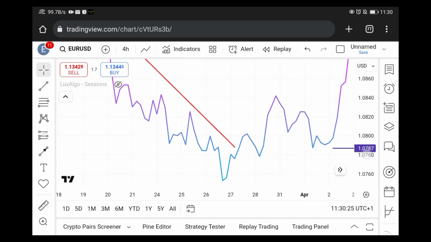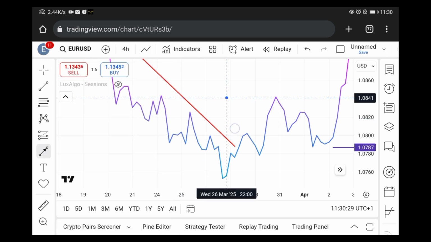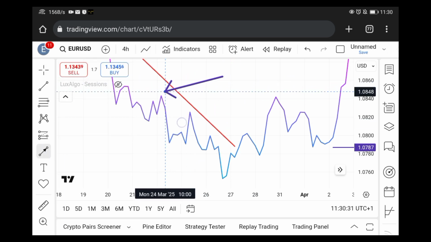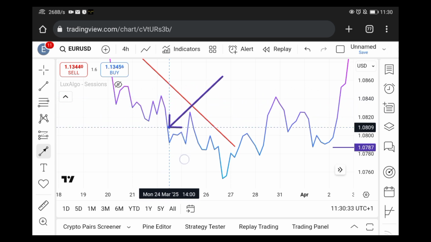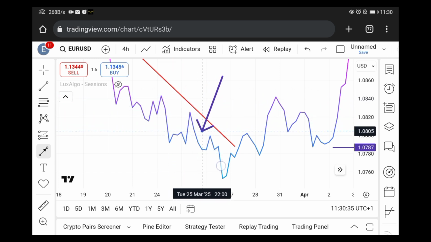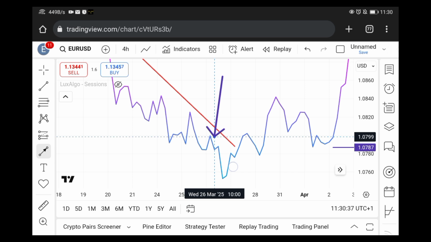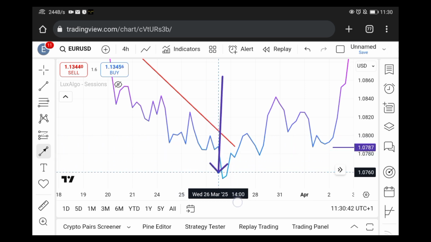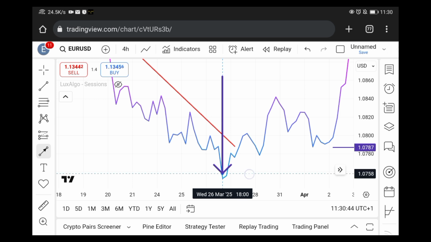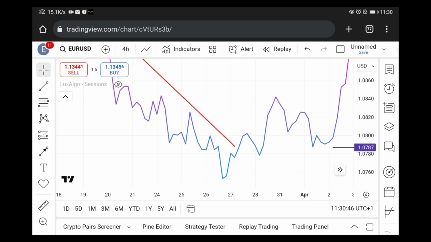Now let us mark our trend again here. So we see a high right here, a higher low, a lower low, a higher low, a lower low, a lower low, a higher low right here, and a lower low. So the market kept breaking structure to the downside.